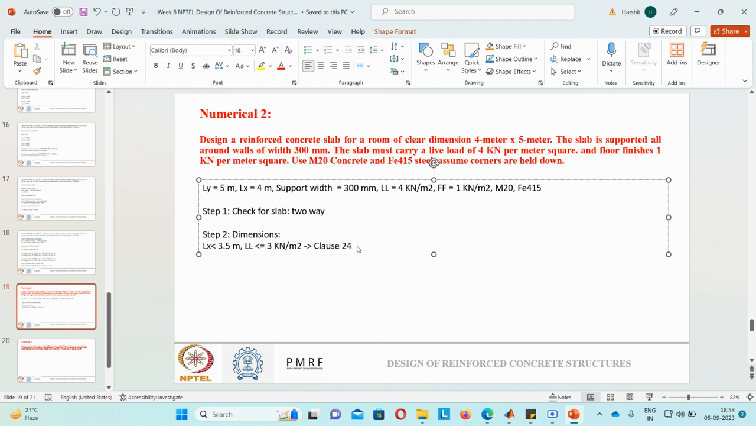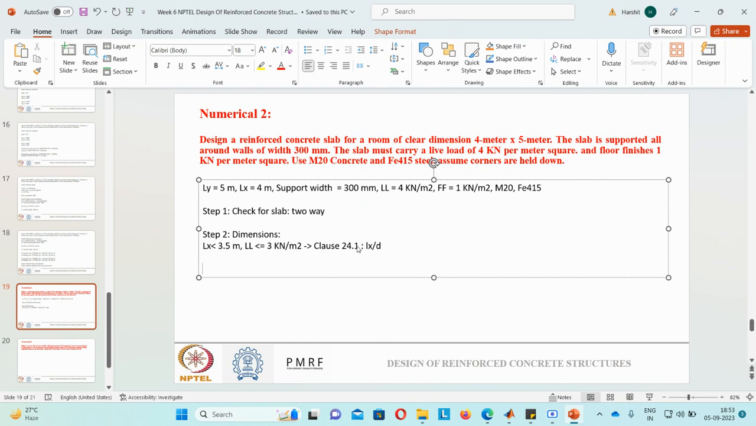Okay, clause 24.1 for choosing the lx by d ratio. For calculating effective depth you need to use clause 24.1. If this is not true, then you need to use the same clause that we use for one way slab design. So in our case, this condition is not fulfilling.